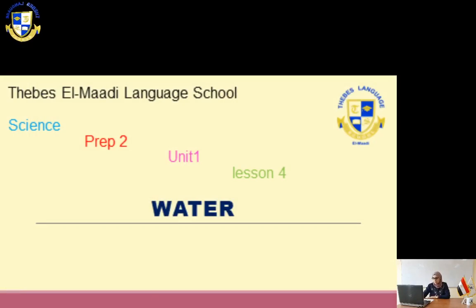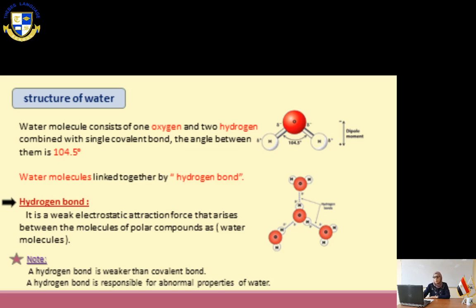Here, as shown in the figure, slide number 2, water molecules consist of 1 oxygen and 2 hydrogen. Here we can see the single covalent bond, and the angle is 104.5. Water molecules are linked together by another bond which is called hydrogen bond. Between the water molecules there is a bond called hydrogen bond, and it is a weak electrostatic attraction force between the water. And here the water molecule is a polar compound as shown in the figure.